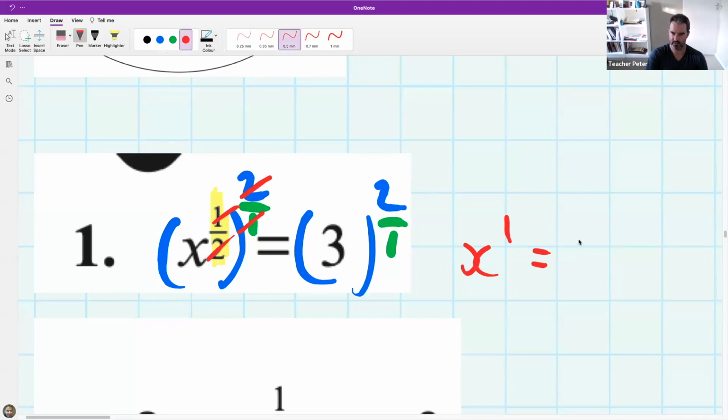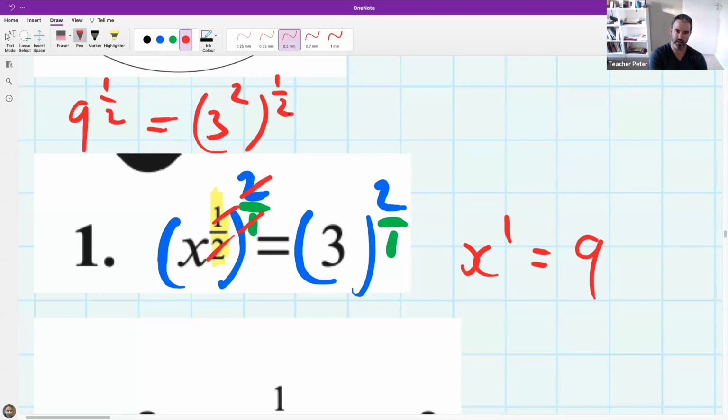It's 9, yes. And we can check this by going to our calculator and saying, what is 9 to the power of half equal to? In fact, we don't even need a calculator. We can actually just see it. We know it's just going to be 3. So 9 is definitely the correct answer.